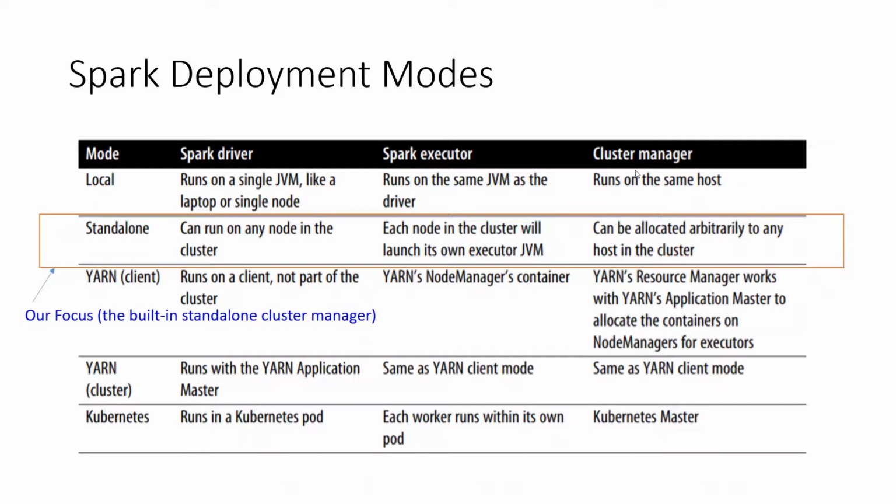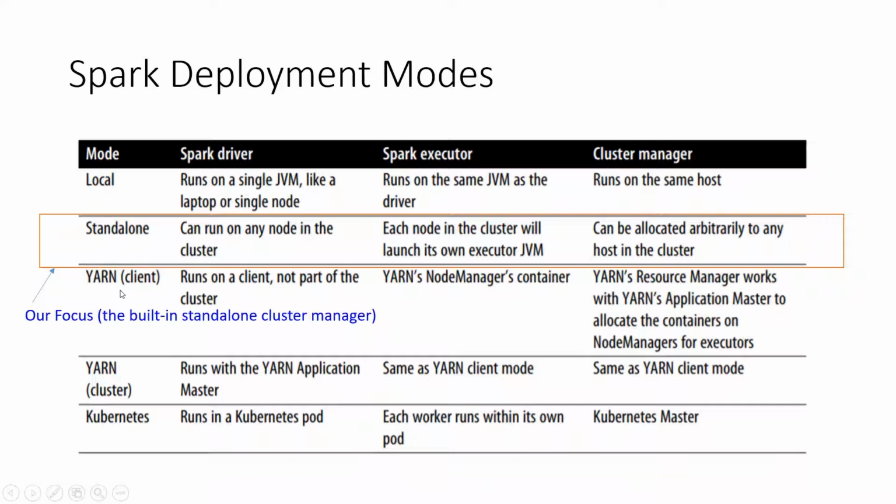There are several deployment modes for Spark clusters. The simplest one is local. In the local mode, there's no cluster. It's a single Java virtual machine. Also, there's a built-in cluster manager from Spark, which is called standalone. We will use this standalone cluster. We can use containerization to create the clusters.